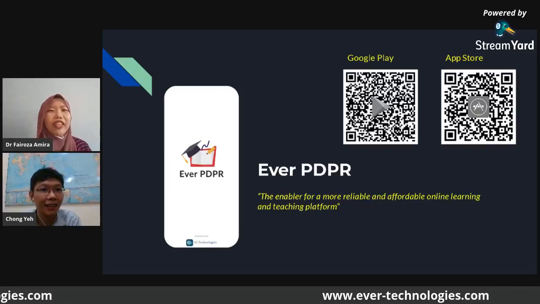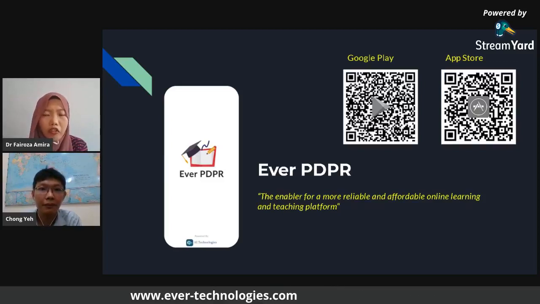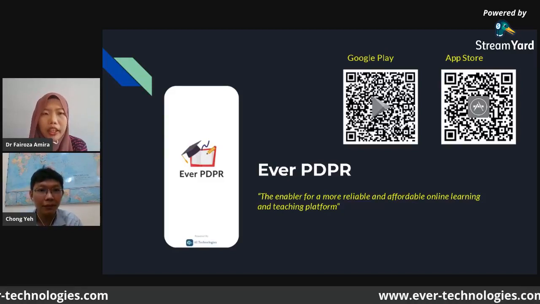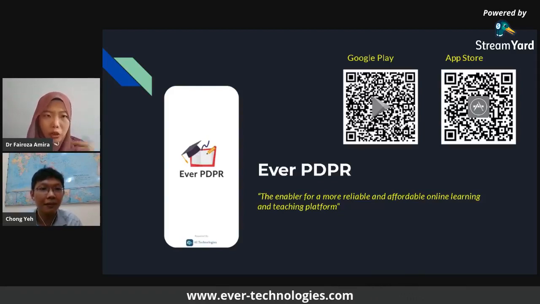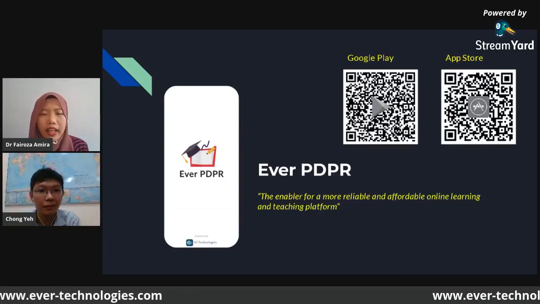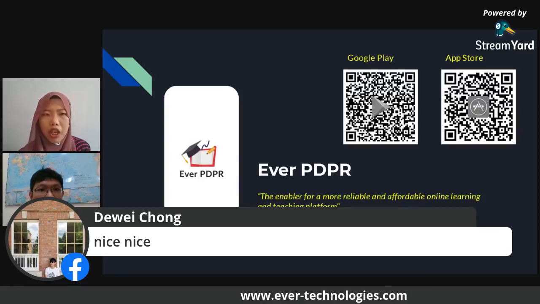Yes, sorry about that. Okay, so this is how you upload the materials and then you get the materials from Ever PdPR. So if you want today's materials, you want to see what Dr. Sai Chong Ye was actually talking about, you can just download the Ever PdPR and go to the search materials. Actually, the webinar that I did last month, I think, you can also get it from the Ever PdPR. It's about the introduction of artificial intelligence.